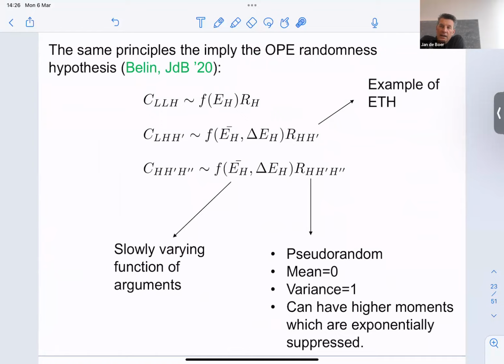It's just a generalization of ETH to OPE coefficients, where in all cases, we have some slowly varying function of arguments that multiplies a random matrix or a random vector, a random matrix or a random tensor. And these are all part of a quadratic random vector, random matrix, or random tensor model, just by construction.